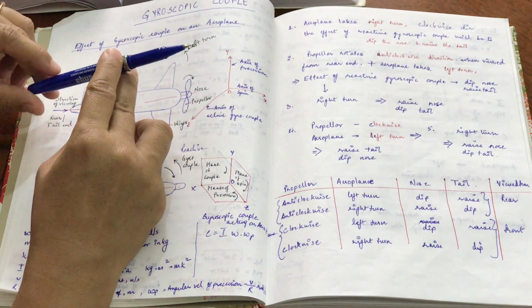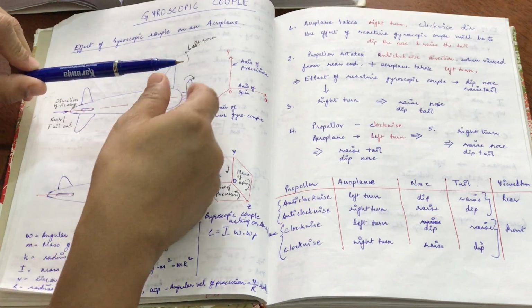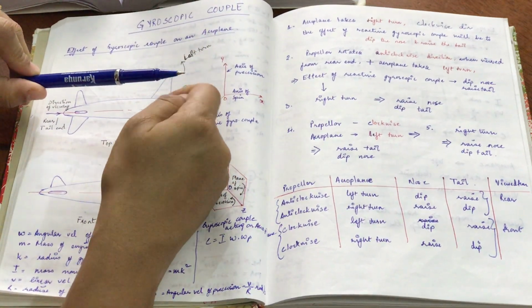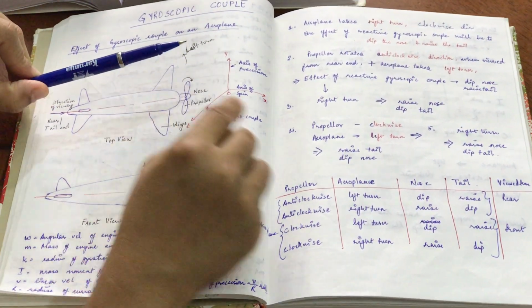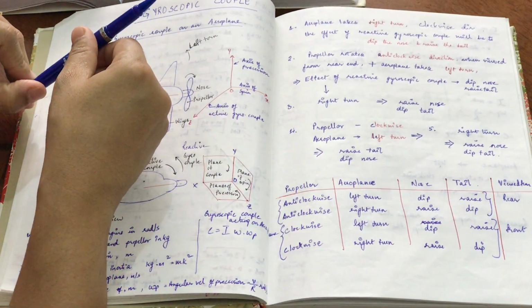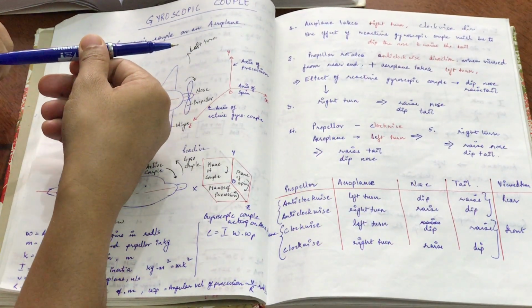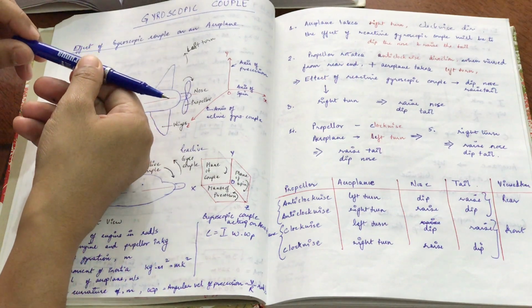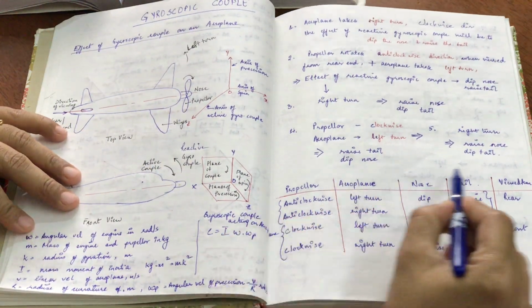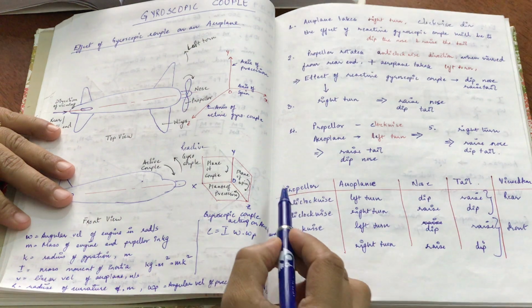Okay, similarly, if the propeller is in clockwise direction and it turns left, it will raise the tail and dip the nose. And if it is a right turn, it's just the opposite. So I have just drawn a table which is easy for us to understand.